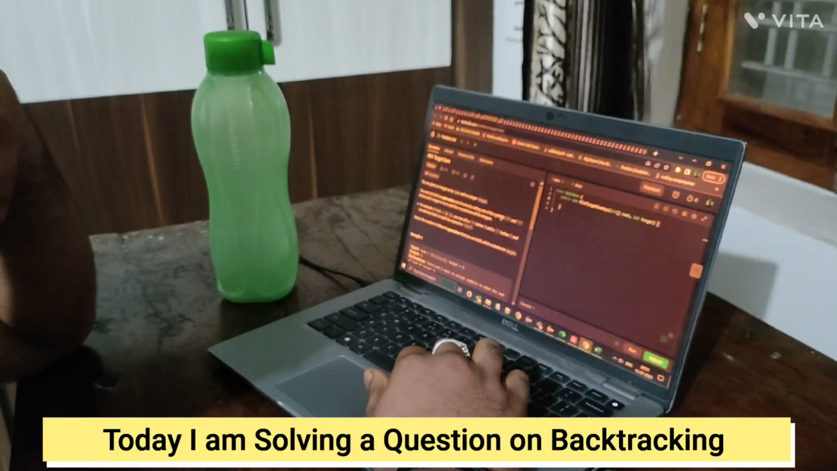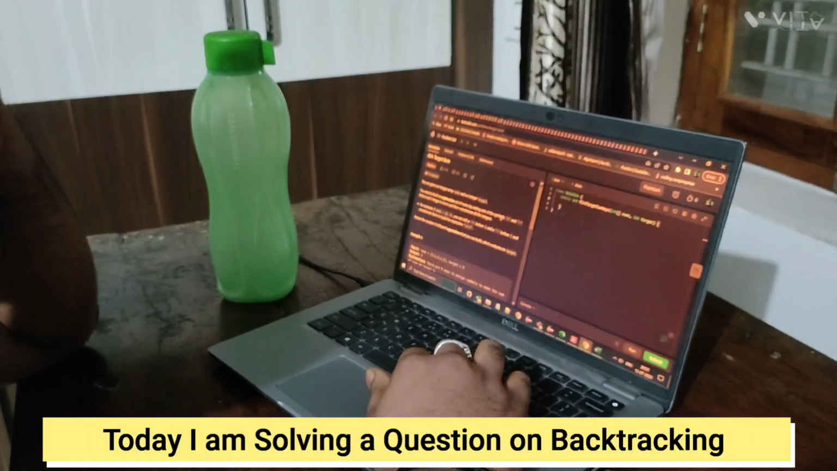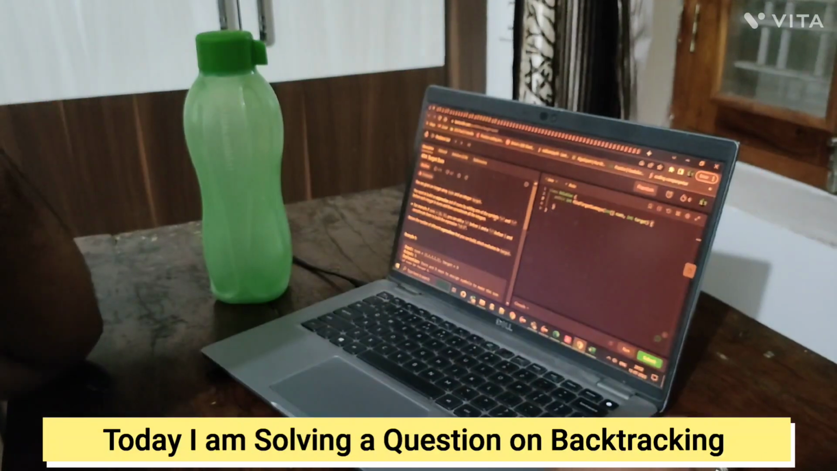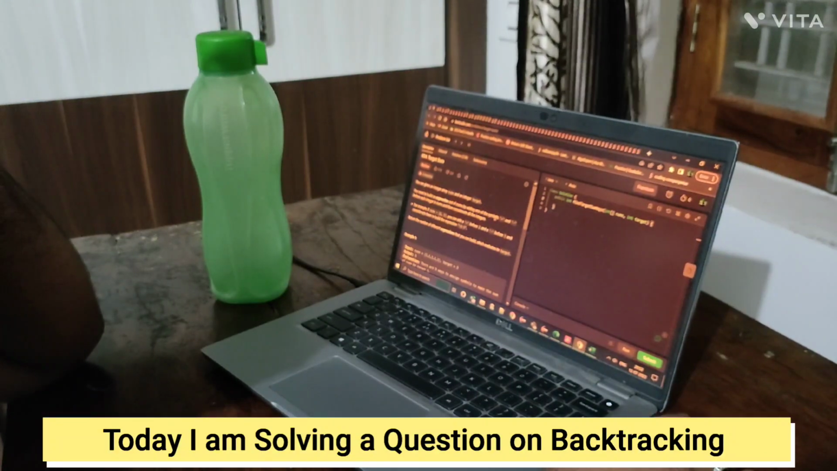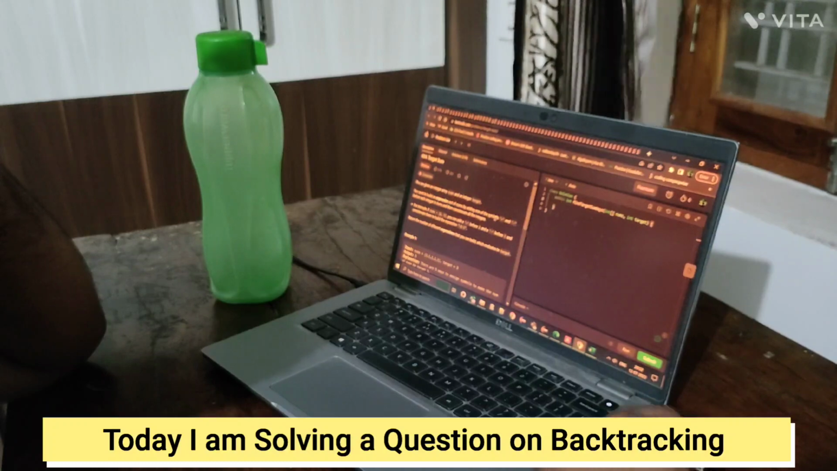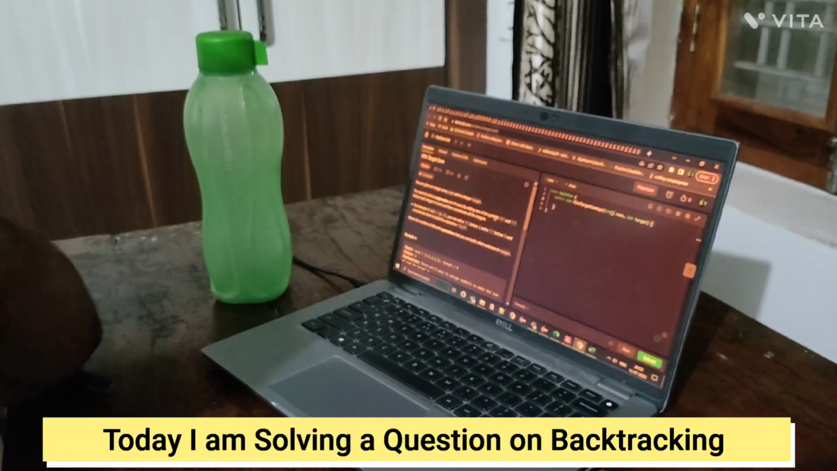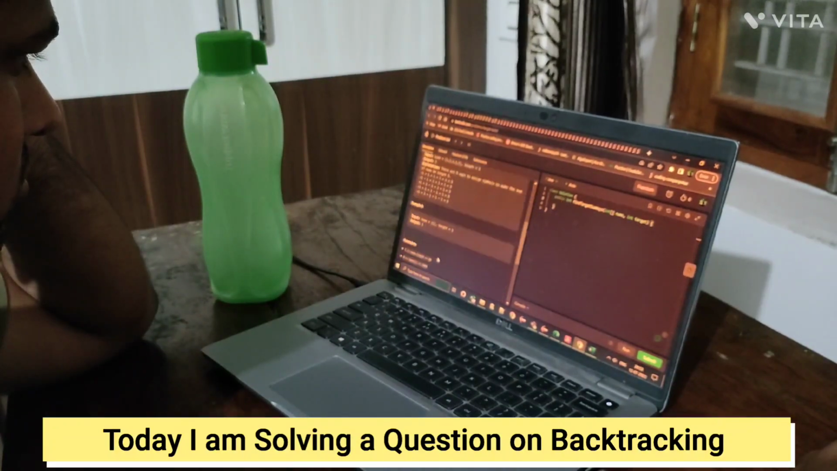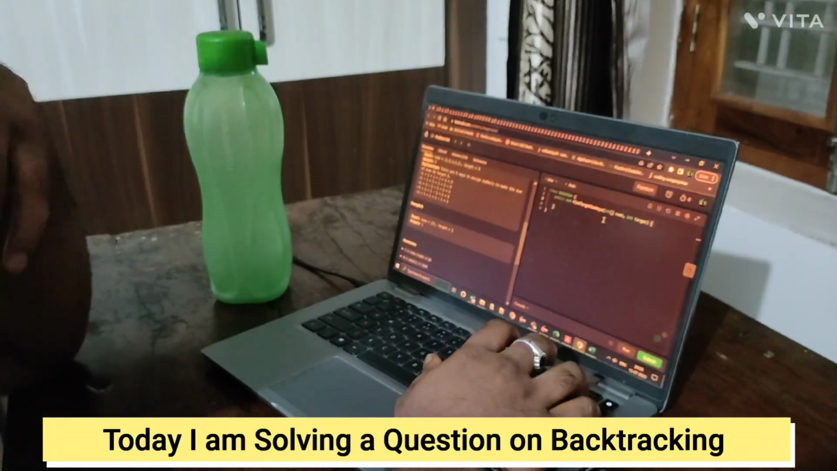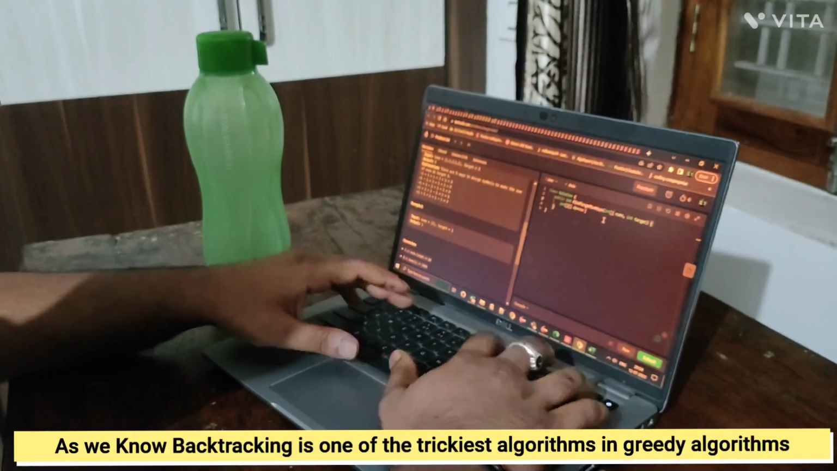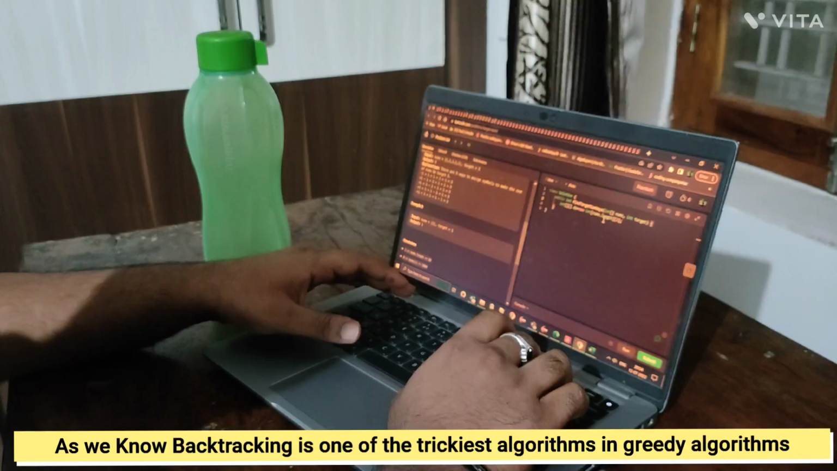So for today's session we are solving a backtracking algorithm question, which is about the target sum. This backtracking algorithm is a part of dynamic programming, where it follows the greedy algorithm.